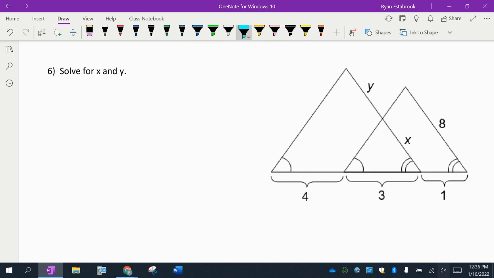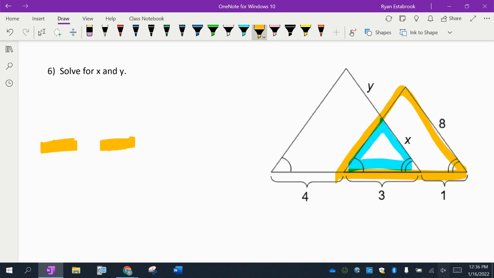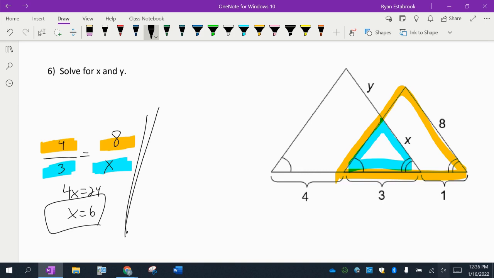Next example, trying to solve for x and y. Because of angle-angle similarity, I know that the blue triangle and orange triangle are similar to each other. So from here, we're going to write a proportion. In the blue triangle, there's a length of 3 that corresponds to a length of 4 in the orange triangle. Also in the blue triangle, there's a length of x, which corresponds to the length of 8 in the orange triangle. Cross multiply, 4x is equal to 24, so x equals 6. There's one of our answers.